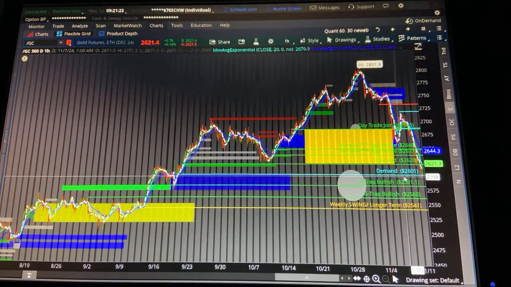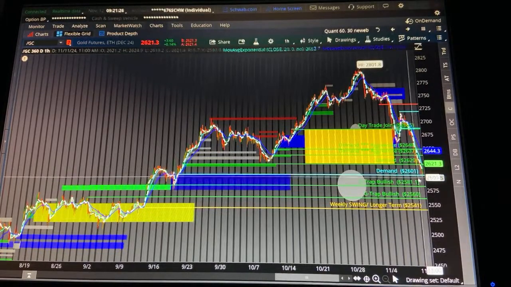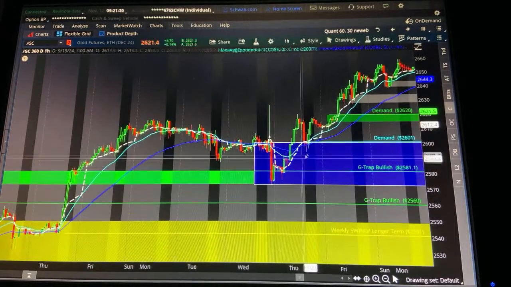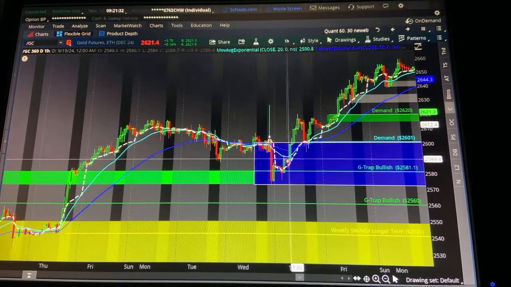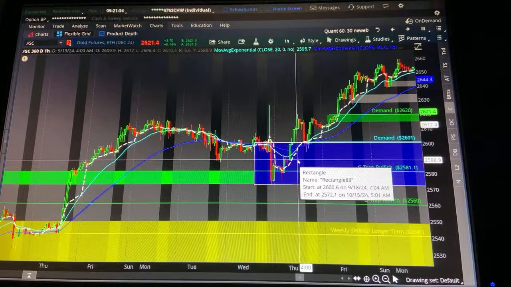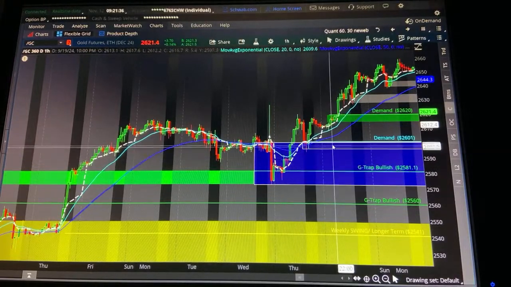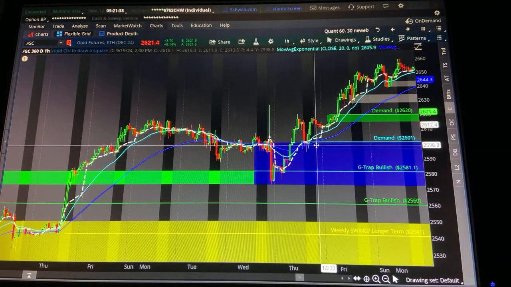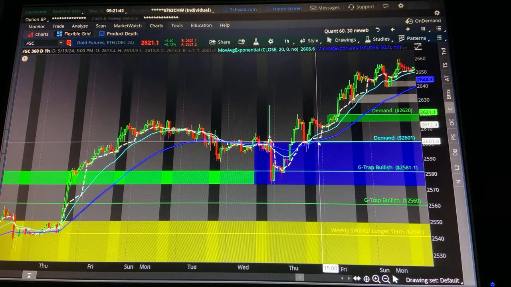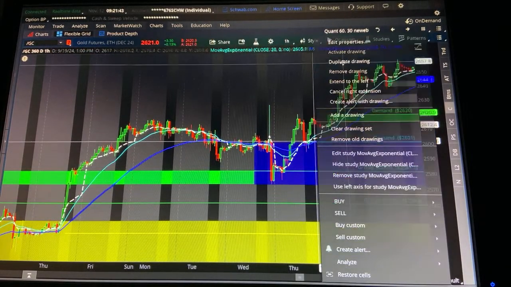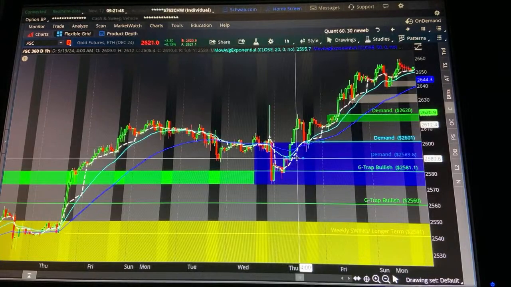Now we're already in this 2601. We already tagged that right in there, as you can see. We're 20 points off that. This is again blue demand here. There's a demand area right here too. You might even want to pin that one too, 25.90. It's gold futures, by the way.